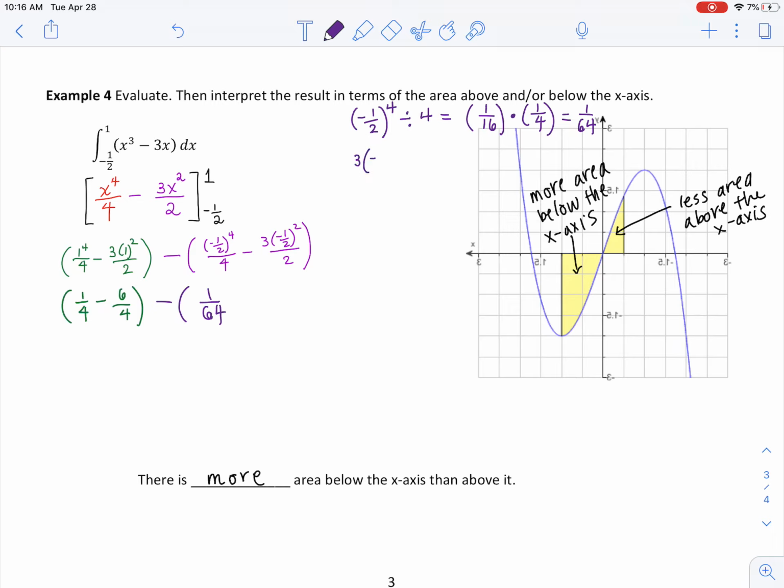And then the second one, let me do the work over here. 3 times negative 1/2 squared divided by 2, right? That's what that fraction is saying.